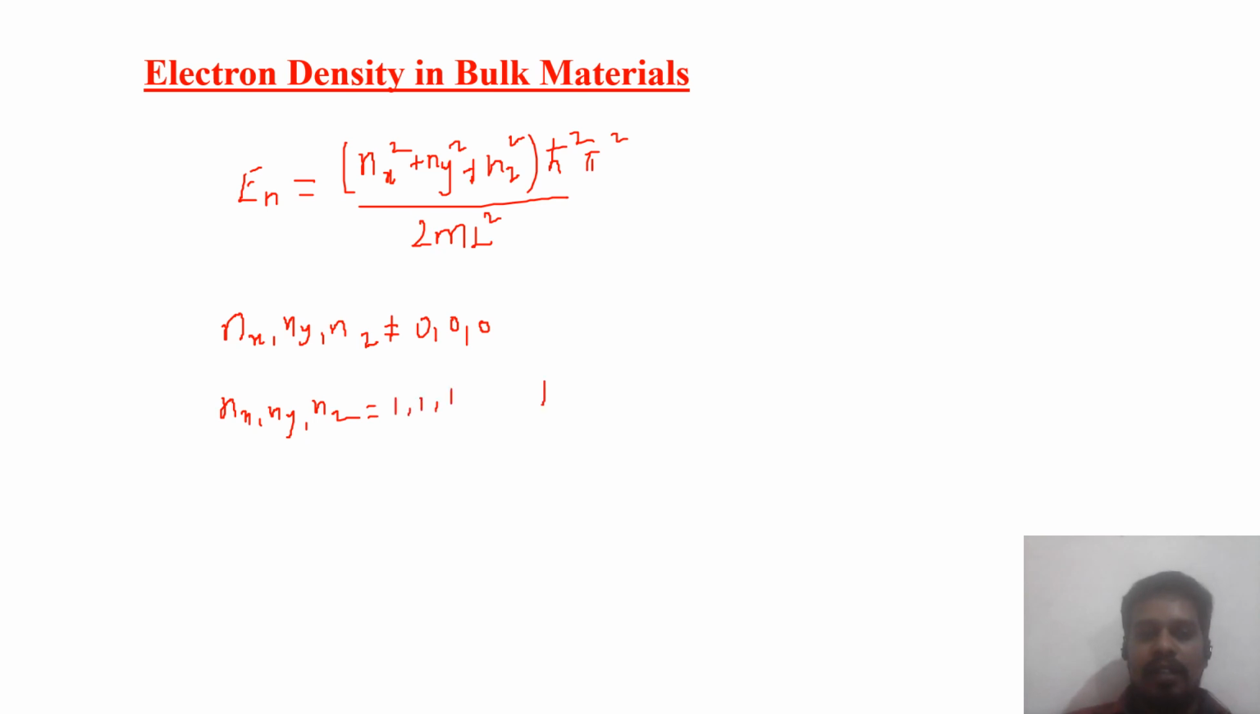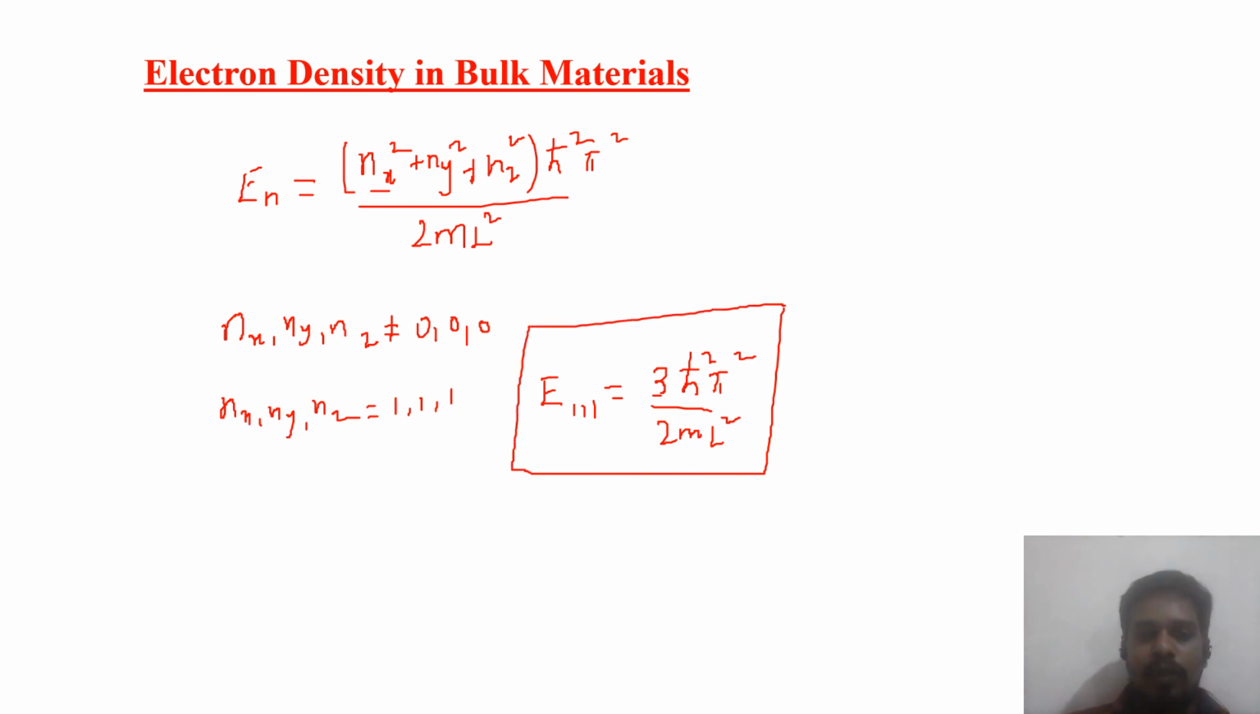1, then the energy of the electron E_111 should be equal to nx square is 1 square, ny also 1 square, nz also 1 square, 1 plus 1 plus 1, it is 3 times h cut square pi square divided by 2mL square. This is the energy of the electron for the three quantum numbers 1, 1, 1. This is the ground state energy because this is the minimum allowed energy for the electron inside the metal.